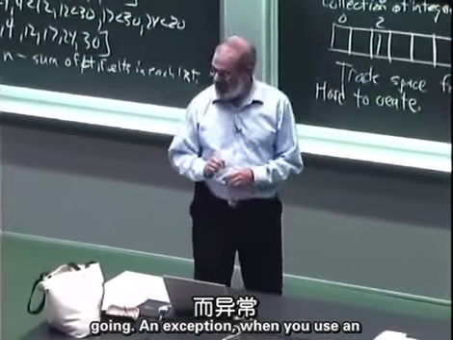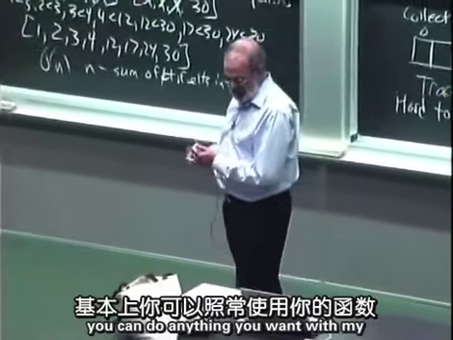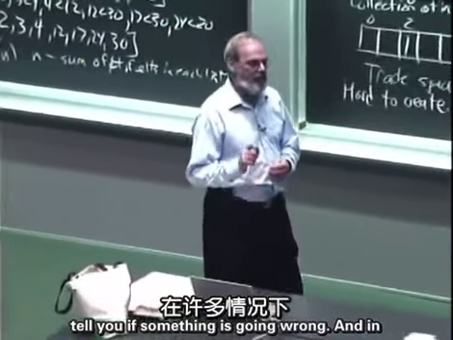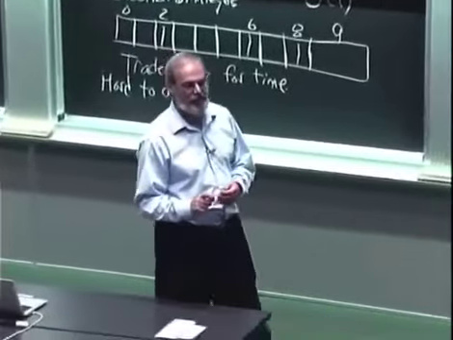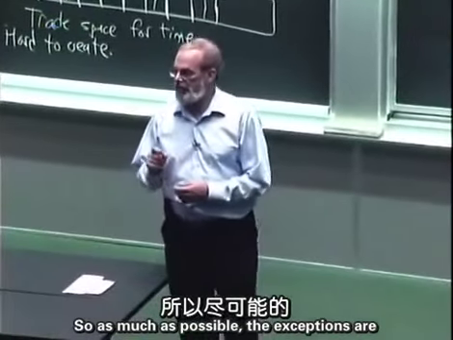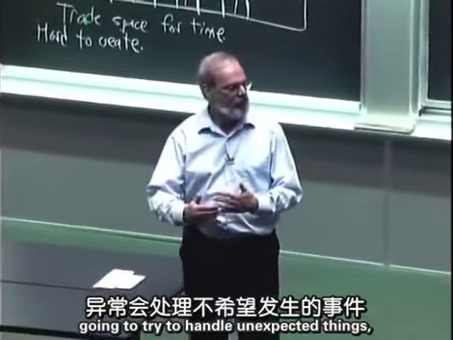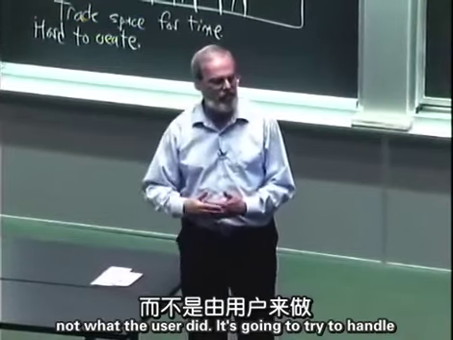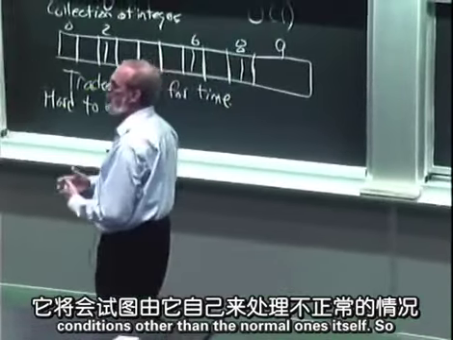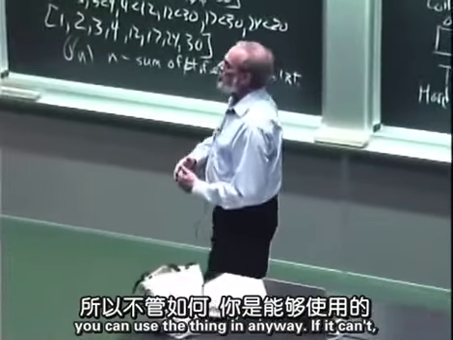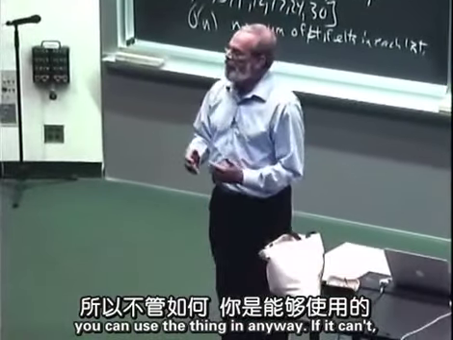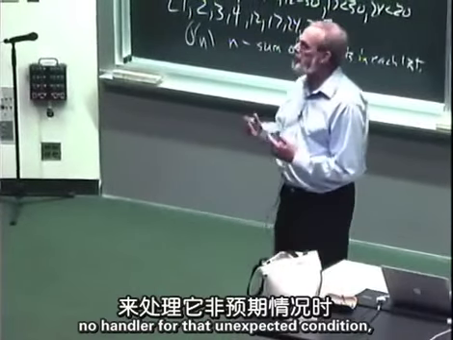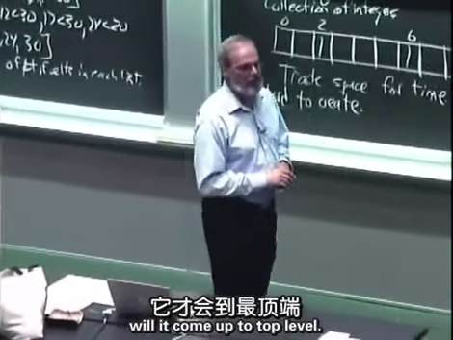An exception, when you use an exception, basically what you're saying is, look, you can do anything you want with my function, and you can be sure that I'm going to tell you if something is going wrong, and in many cases, I'm going to handle it myself. So as much as possible, the exceptions are going to try and handle unexpected things. Actually, wrong term. You expected them, but not what the user did. It's going to try and handle conditions other than the normal ones itself. So you can use the thing in any way. If it can't, it's going to try and throw it to somebody else to handle it. And only if there is no handler for that unexpected condition will it come up to top level.